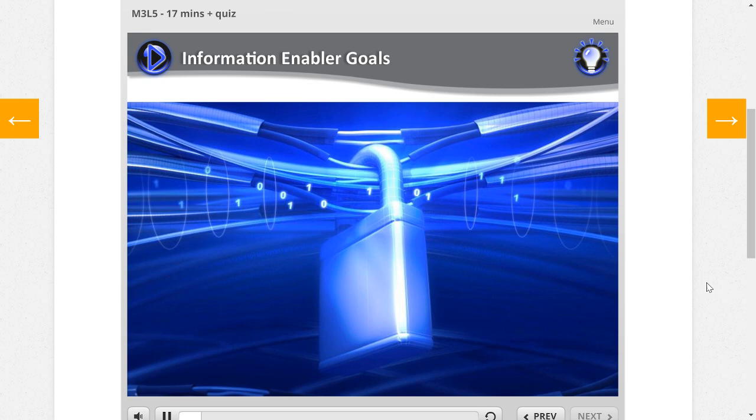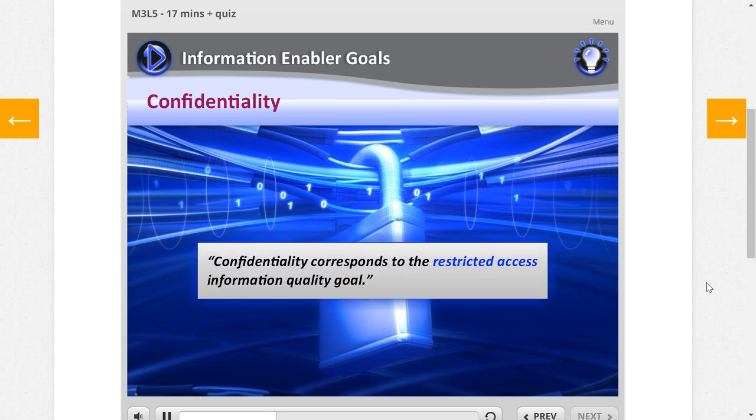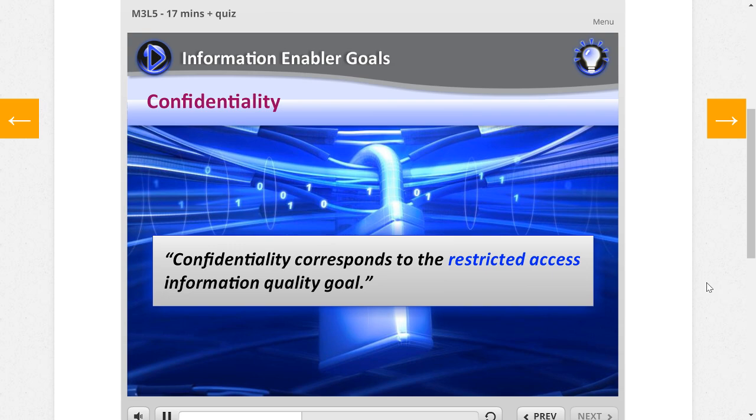The next of the COBIT 4 information criteria is confidentiality. This maps to: confidentiality corresponds to the restricted access information quality goal. Confidentiality concerns ensuring that information can only be used by authorized persons. In an enterprise, this usually means use for a legitimate business purpose.